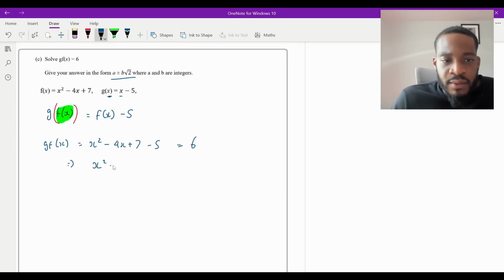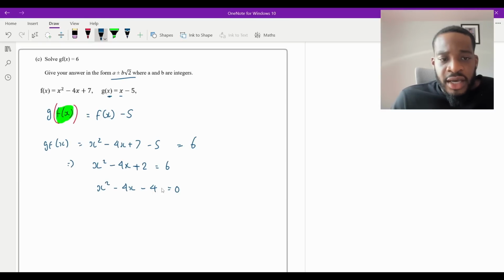So let's tidy this up. It's going to be x squared minus 4x, and then 7 take away 5 is 2. And then this will equal 6. And now, remember, we can move this over to the left. So it's going to become x squared minus 4x, 2 take away 6 is minus 4. This is equal to 0.